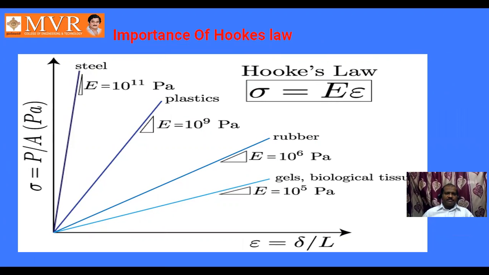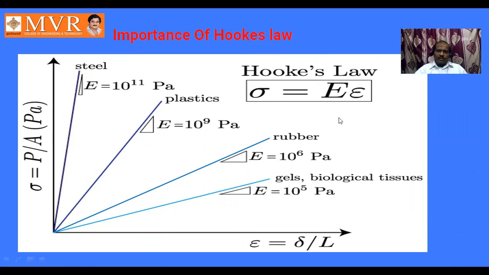Here I have expressed five materials. One is steel, plastic, rubber, and the next one is gels or biological tissues. If you observe this one, Hooke's law is sigma is equal to E into epsilon, where E is equal to sigma by change in length, that is nothing but strain. So E is equal to stress by strain. So within the elastic limit, Hooke's law is going to be applied.